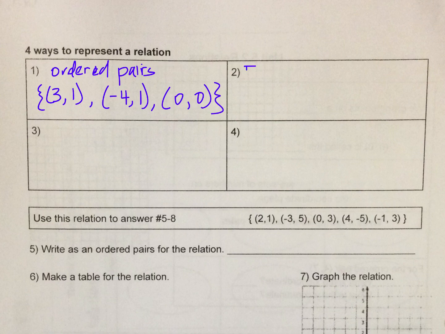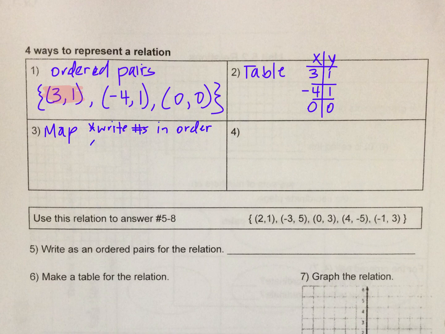My second option is that I can make a table to show my ordered pairs. So I've got an X category and a Y category. I'm going to take that 3, 1, and I'm going to write a 3 in the X, the 1 in the Y. I take the -4, 1, and 0, 0. So I can use the table, I can use the ordered pair. My third option is I can map it. I need you to pay attention. When you make a map, you need to write the numbers in order, and we do not repeat numbers.